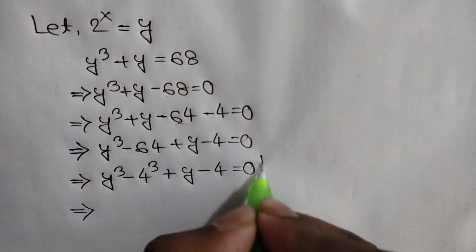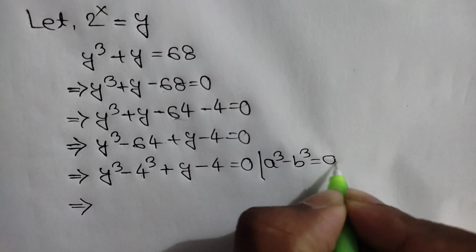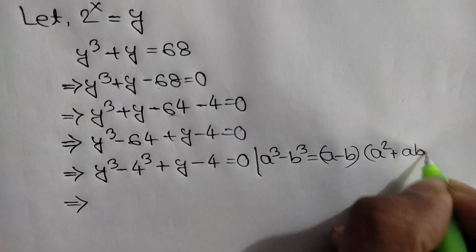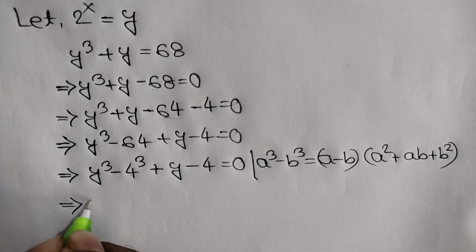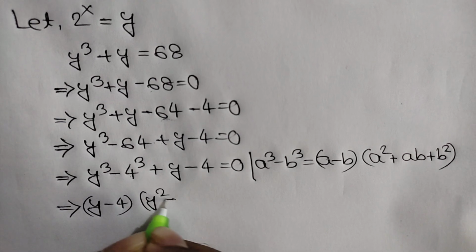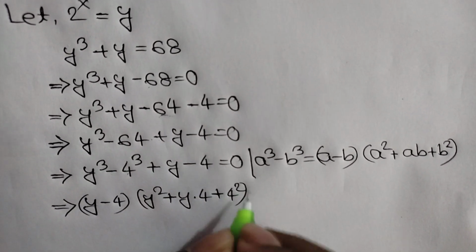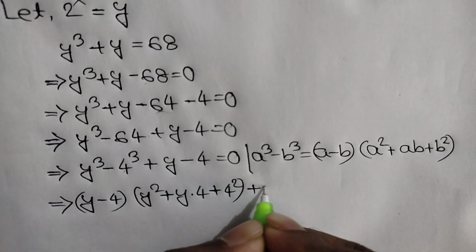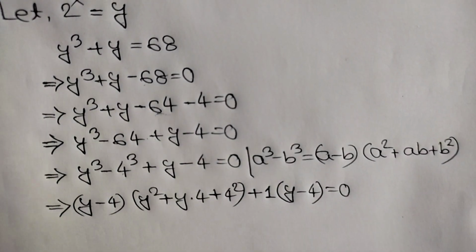Here we can apply this rule: a cube minus b cube is equal to a minus b times a square plus ab plus b square. Applying this rule here, we get y minus 4 times y square plus y times 4 plus 4 square, plus, and taking common from the last two terms, we get y minus 4 is equal to 0.